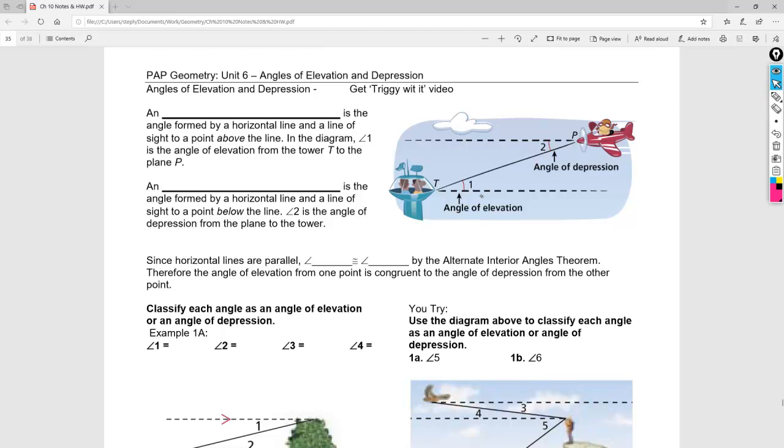Okay, so angle of elevation I think is a little bit more obvious, so you start with your baseline. So we have a horizontal line here, and then our angle extending upwards is our angle of elevation. Right? Makes sense. So for instance, if something was taking off from the ground, that would be the angle from which it left the ground. Right? So that is going to be our angle of elevation.